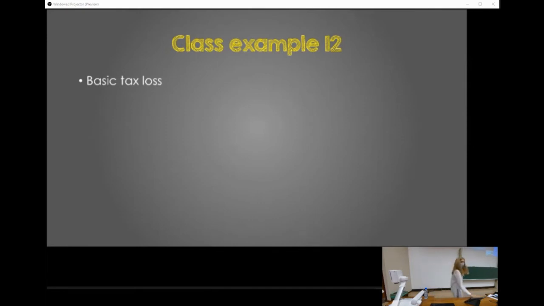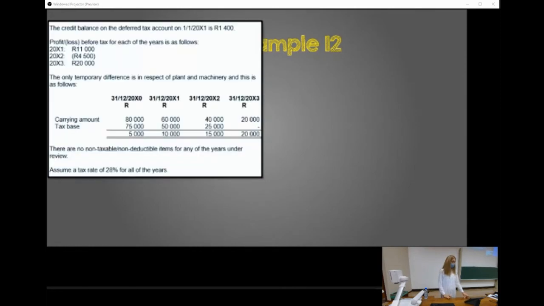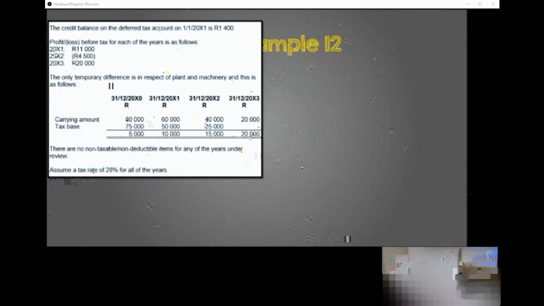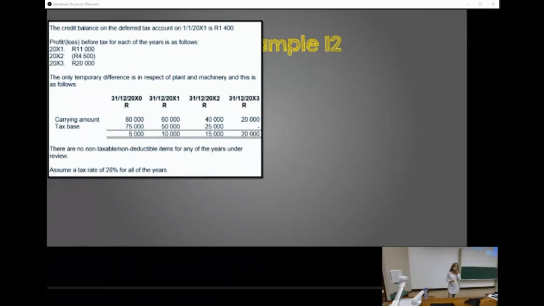Good, cool. Class example 12. Have you all got your class example 12 open in front of you? So in class example 12, they give us information. So it's a little bit small there, but at least you have it open in front of you. So this is the information from the question.